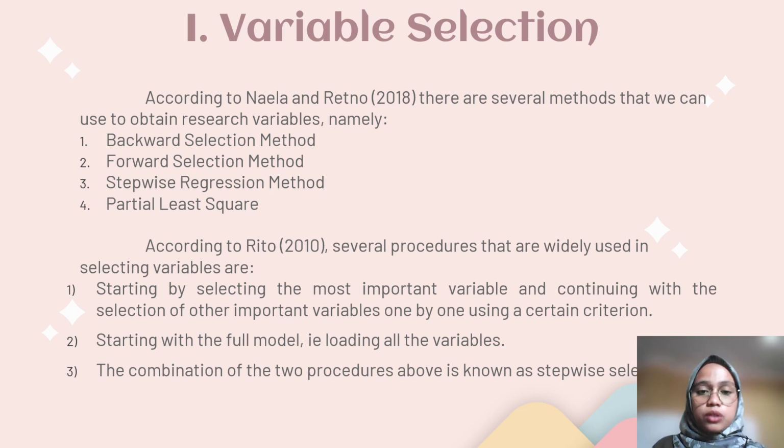Next, according to Rito 2010, several procedures that are widely used in selecting variables are: first, starting by selecting the most important variables and continuing with the selection of other important variables one by one using certain criteria. The second is starting with the full model, i.e. loading all the variables. And the last, the combination of the two procedures above, is known as stepwise selection.